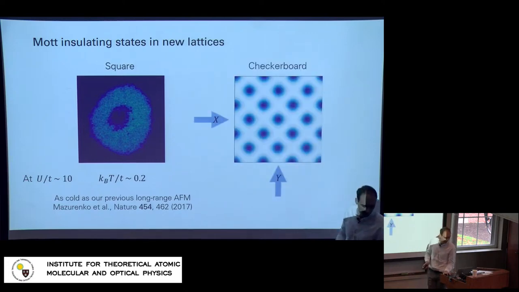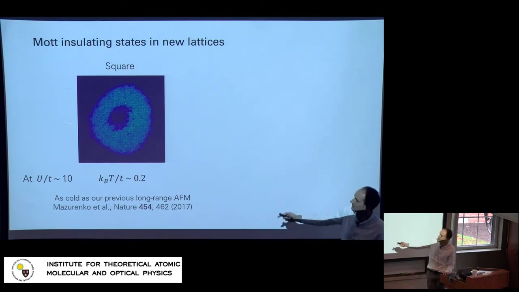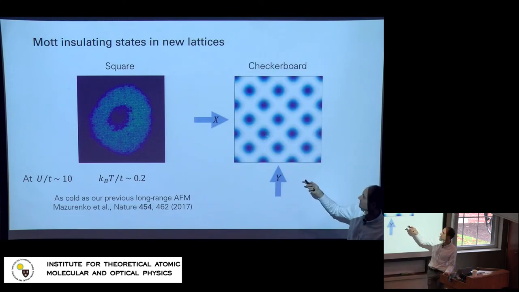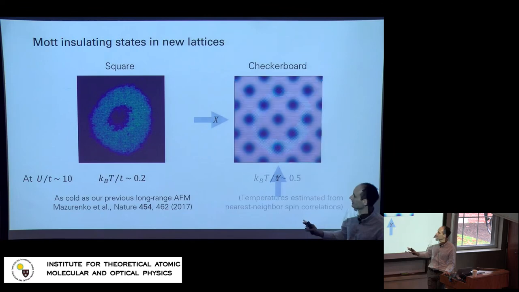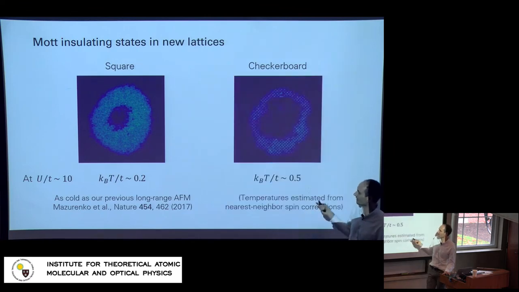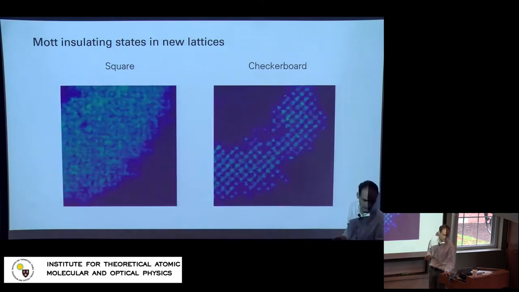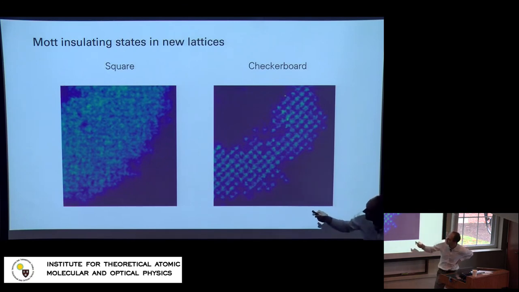How do the spacings compare, and the tunneling rates? So spacing is the same in this square geometry. We can also realize this checkerboard geometry with spacing which is enhanced by square root of 2. In this geometry, we haven't optimized everything, but the preliminary temperatures look more like 50% of the tunneling. And of course, if you were to zoom in on this fluorescence picture, we can really nicely resolve in the checkerboard lattice atoms occupying only half the sites that you would expect in a square lattice. So it's pretty beautiful.